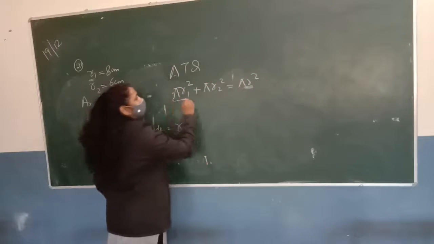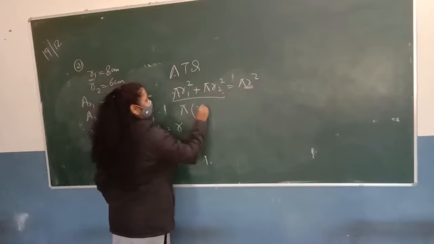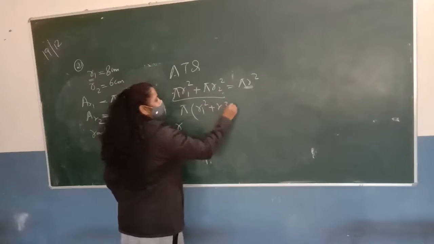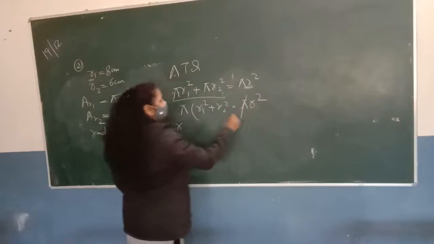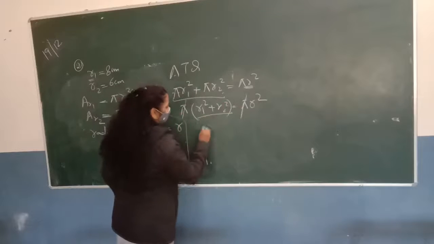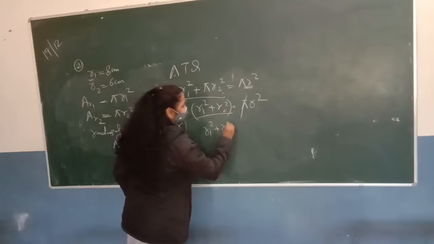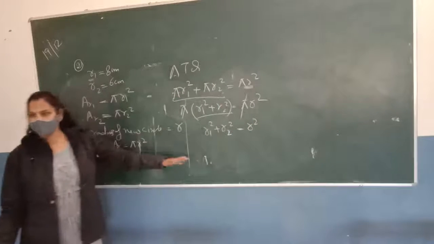So what should we do? Pi is common. So here we get R1 square plus R2 square is equal to R square, as pi cancels with pi. Or we can put the value of R1 and R2.